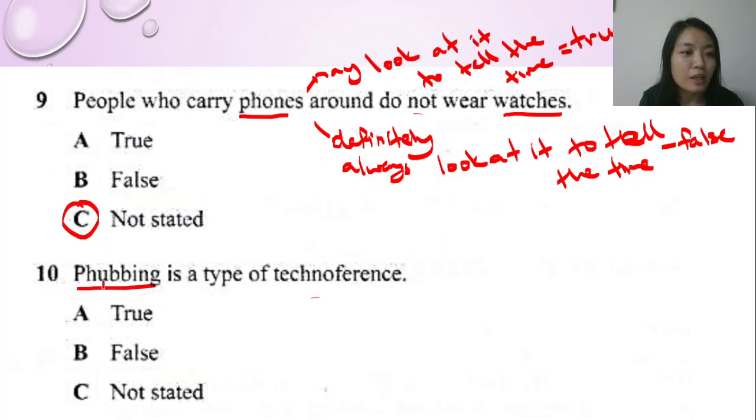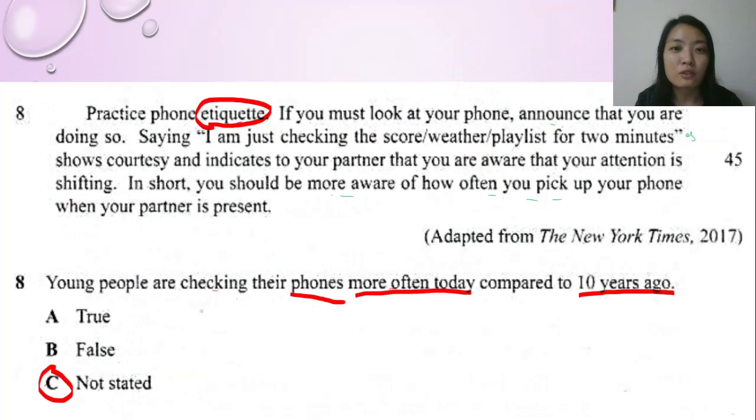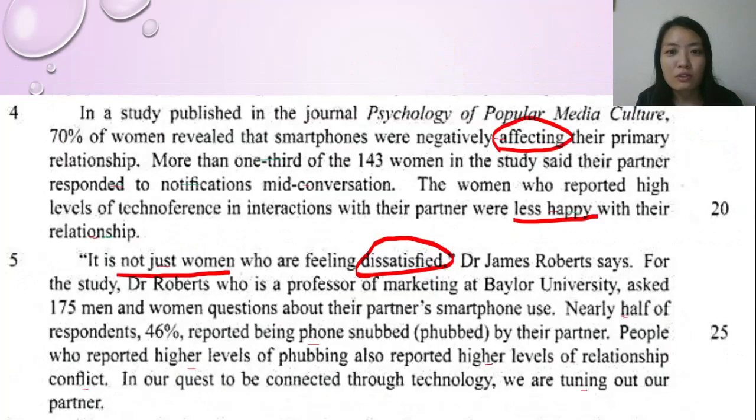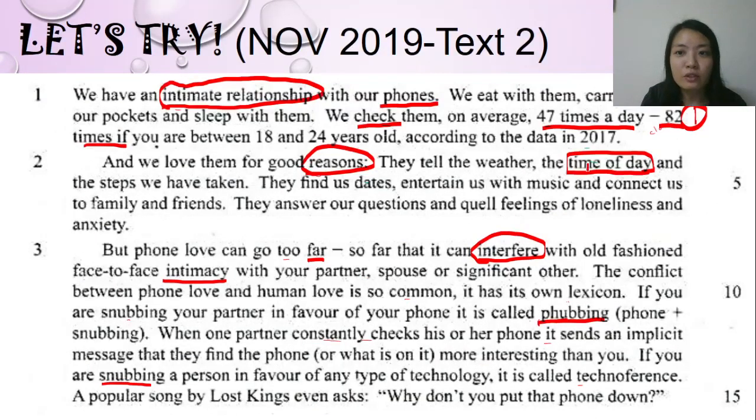Okay, next for number 10. Fubbing is a type of technoference. Now we have to find out whether it is true or not. We have to find out what fubbing is, because the question asks us. So is it a technoference or not? Earlier the question for this is up here, so for this, it's probably down here already.